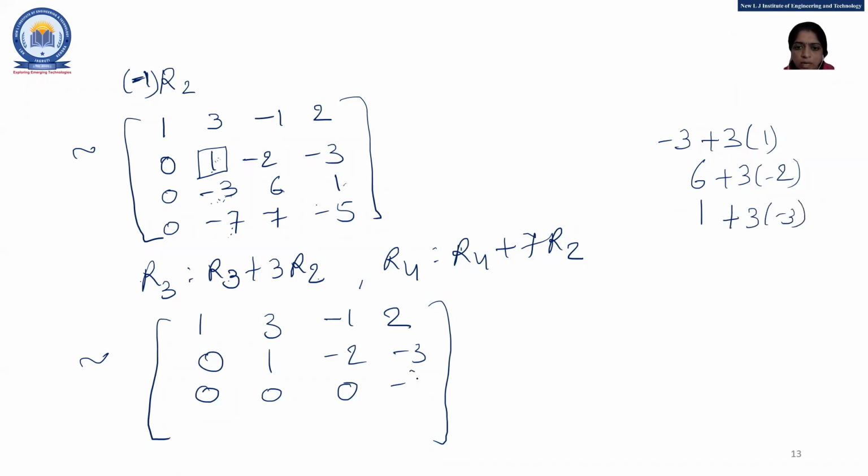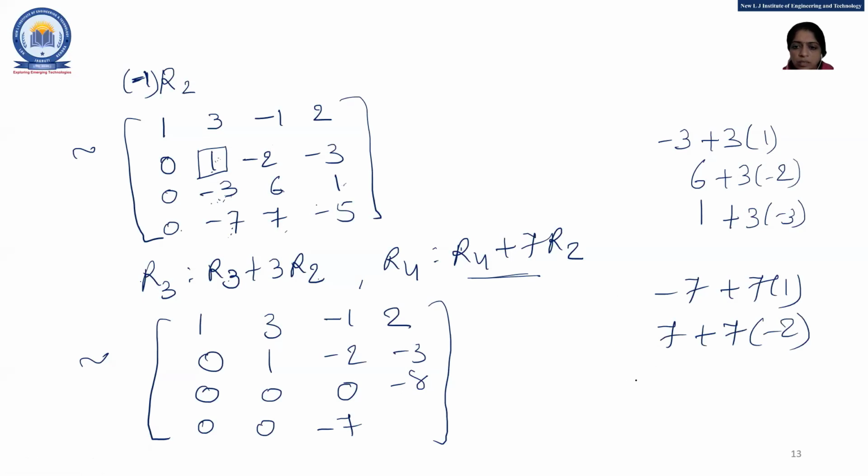So this is -8. Similarly, for the fourth row, by doing this operation, R4, here all are 0. R4 is -7 plus 7 into 1. So this is 0. Here 7 plus 7 into -2. So this one is -7. And in the last element, here -5 plus 7 into -3. So -21 minus 5, that is -26, right?